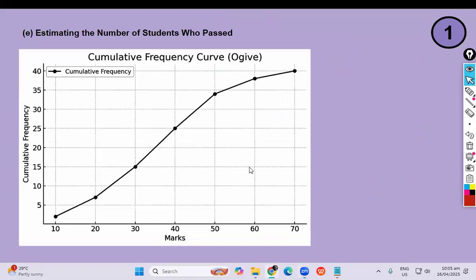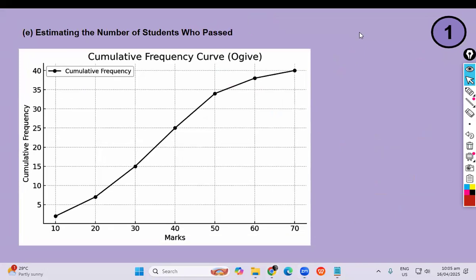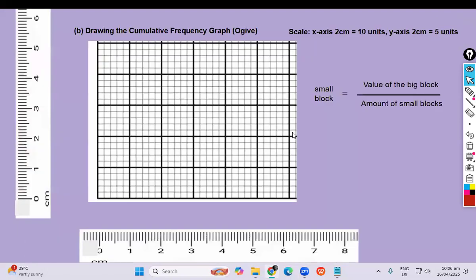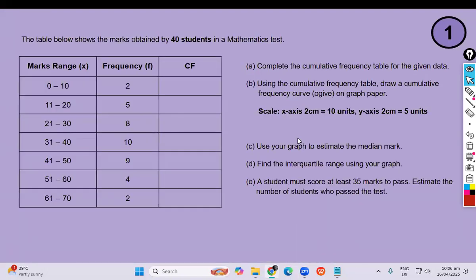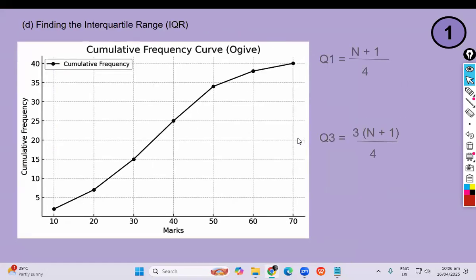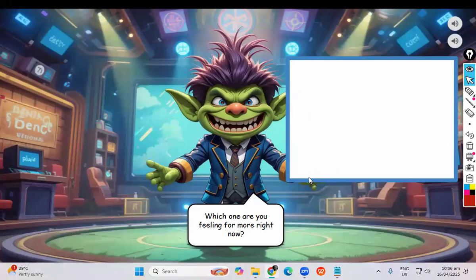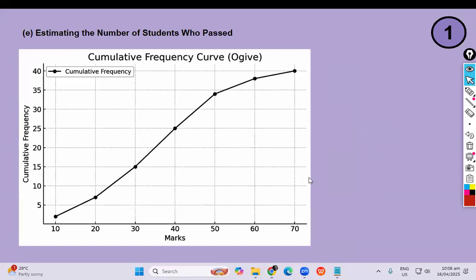Right. Estimating the number of students who passed. Refresh my memory, guys, because we are a long way from the first slide. What was the pass mark in the exam? Was it 35? What kind of exam is this? Let me double check that. 35. That would be real great, if in real life the pass mark was 35.